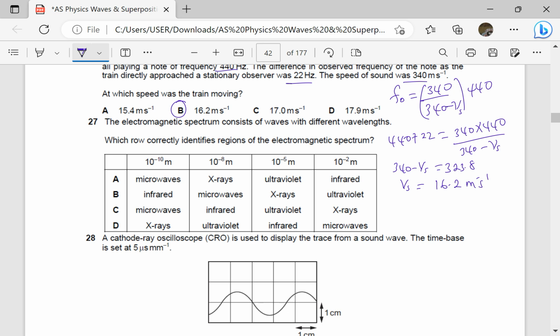The electromagnetic spectrum consists of waves with different wavelengths. Which row correctly identifies regions of the electromagnetic spectrum? So a wavelength of 10 power negative 10 can never be microwaves. That makes that one wrong. So we have eliminated A and B. Then the wavelength of 10 power negative 2 can never be for X-rays, it can't be for infrared, it can't be for ultraviolet. So our answer is D.